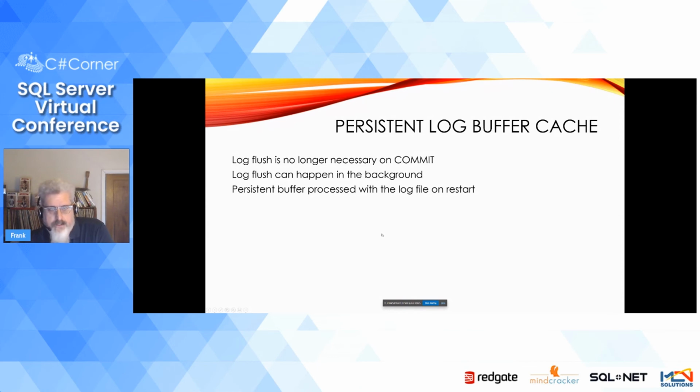The first of them is the persistent log buffer cache. You can tell SQL Server, I've got one of these persistent memory sticks in my server, put my log buffer there. Then that log flush is no longer necessary on commit. It can happen in the background, just like the flush of the data pages does. That persistent buffer is processed with the log file on a restart. If you remember back to the crash recovery slides, it basically just appends the log buffer onto the disk-based log file that it's processing and runs through that recovery process.